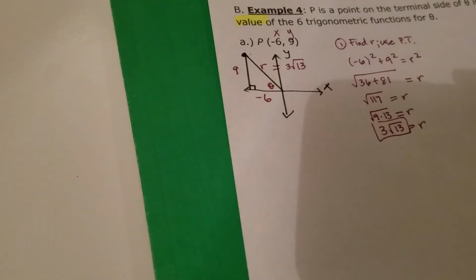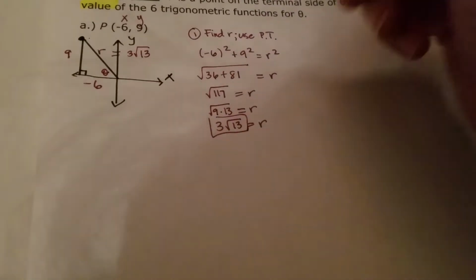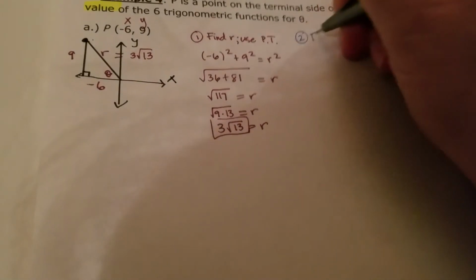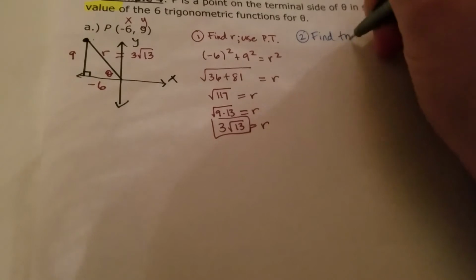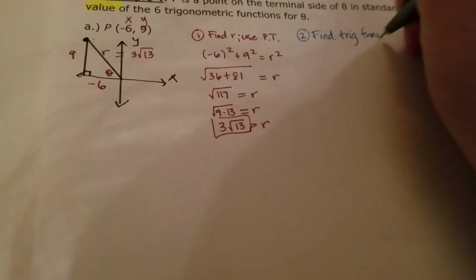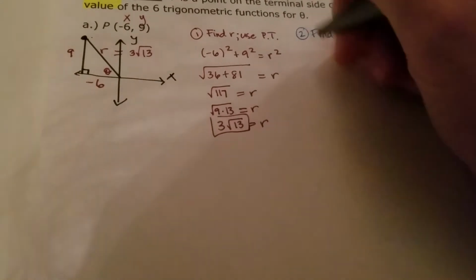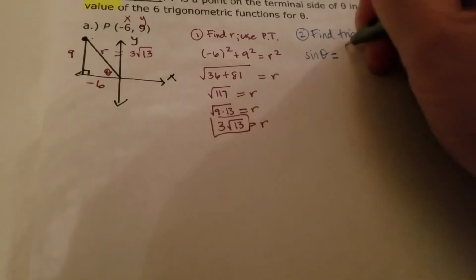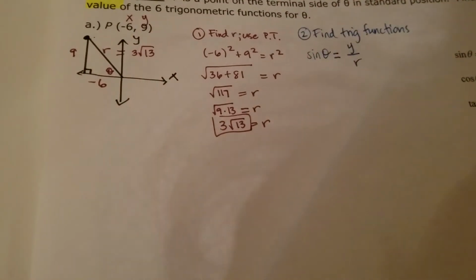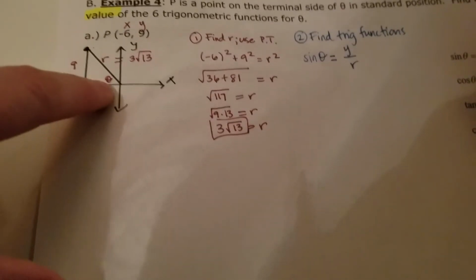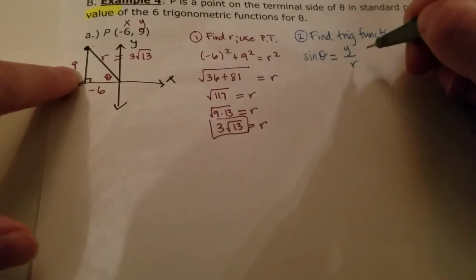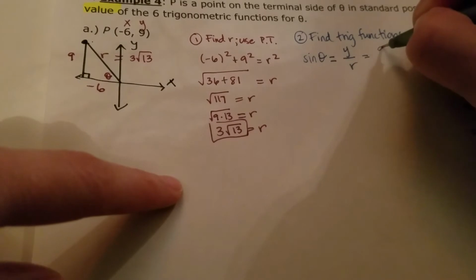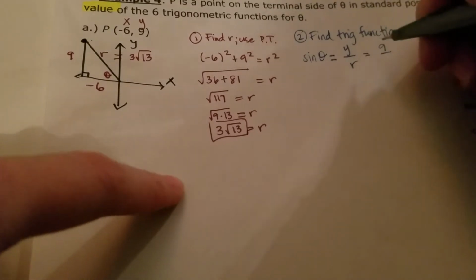Okay. So now we can find our trig functions. So step 2, find trig functions. And we will start with sine. So the sine of theta we just talked about is going to be y over r. Again, it's the same thing as your O over h. So the opposite 9, which is your y, over your r value, which is 3√13.